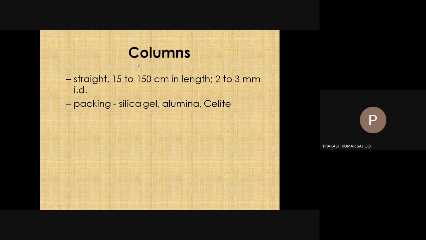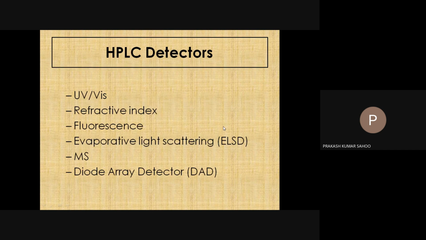Column, this is where the stationary phase is imparted. So it is a straight one with 15 to 150 centimeter of length and 2 to 3 millimeter in internal diameter. So it is 2 to 3 millimeter of diameter, then 15 to 150 centimeter of length. So packing, the column is packed with either silica gel or alumina, or we can say it is silicate.